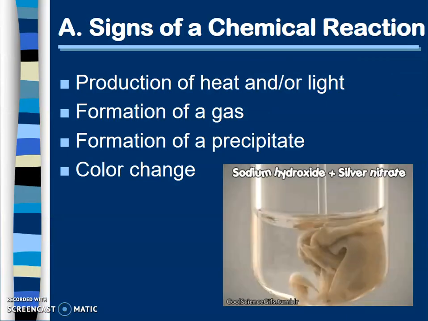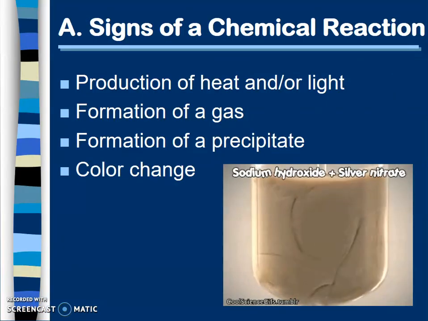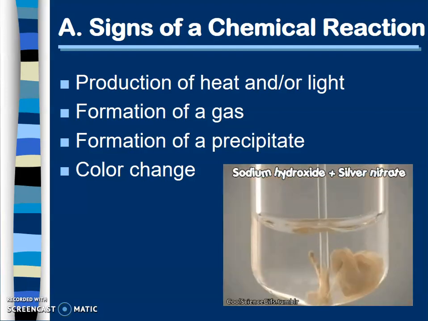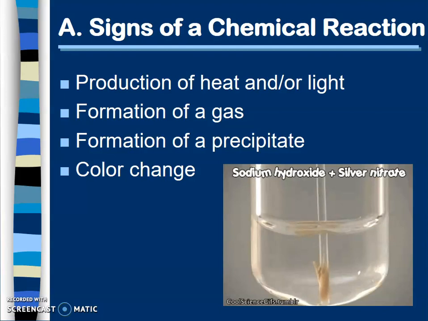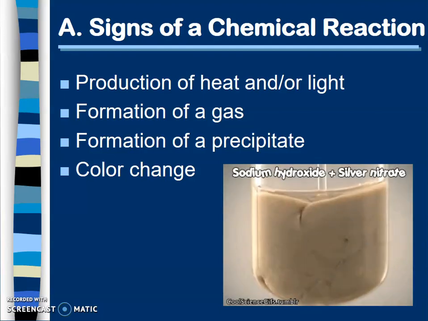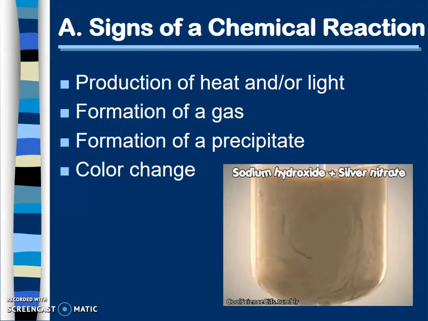So how do you know a chemical reaction is taking place? Because sometimes you can mix together two substances and nothing happens. They simply mix together. But sometimes they will interact with one another and they will change their identities. That's a chemical reaction, a chemical change. Here are some of the ways you can tell that that has happened.